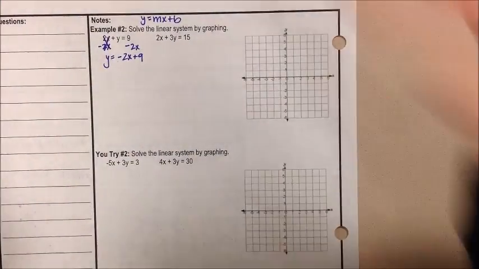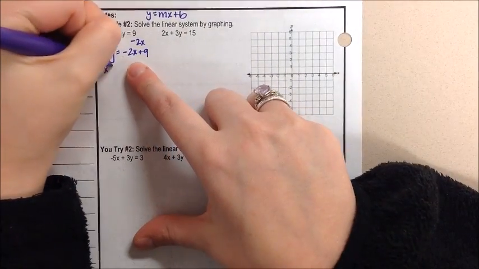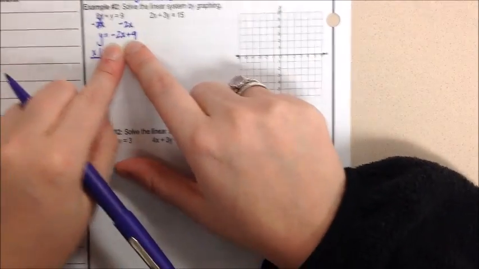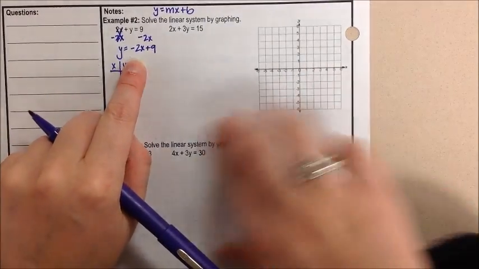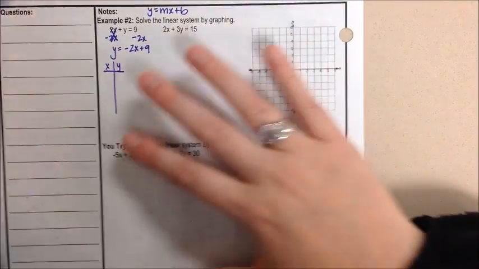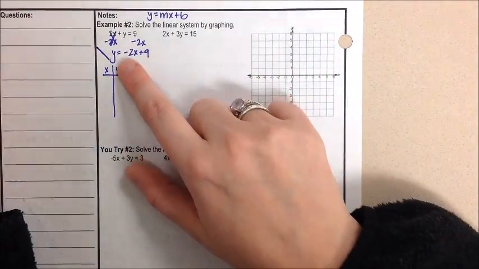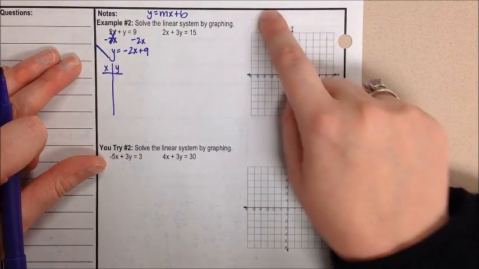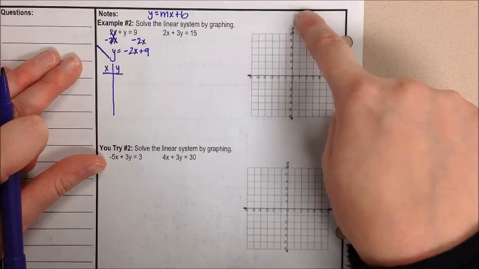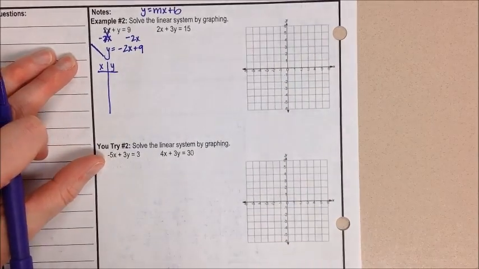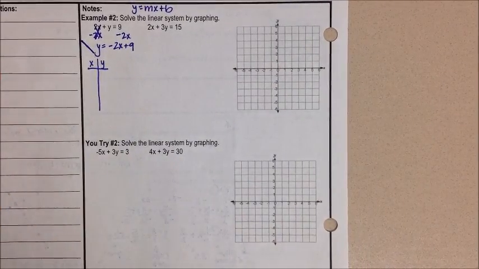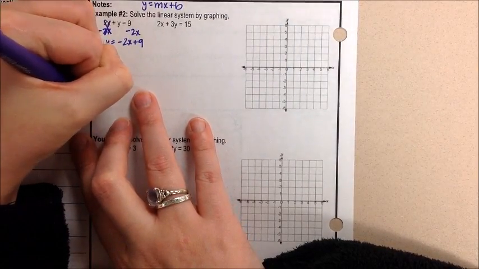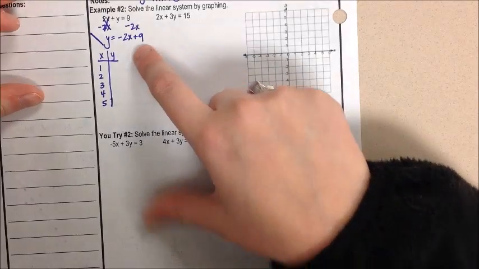It doesn't look like this was the best graph for this one, so I'm going to make a table of values for this. I know that if I plug in 0, I'm going to get 9. So I need to go more this way because I know this is going to be negative, because my slope is negative. So the line is going to be descending, coming from up here and going down. I'm going to pick some different points and see if I can get something that I can graph.